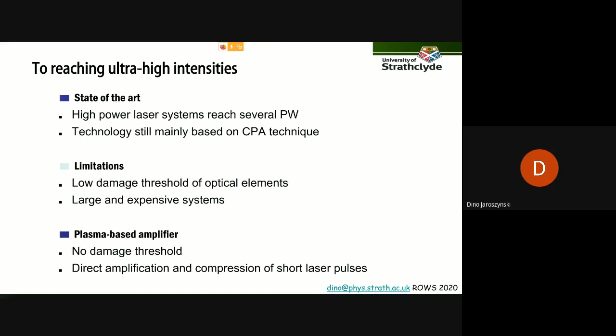And plasma-based amplifiers, by scattering a long pulse into a short pulse, one can avoid the damage of the components, because effectively you have a medium which you throw away after every shot, and it's only limited by wave breaking of the waves that you excite in the plasma. So you can directly amplify and compress short pulses.